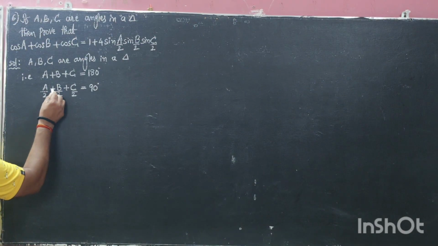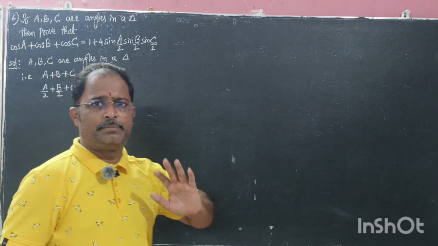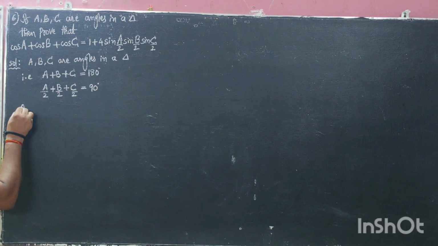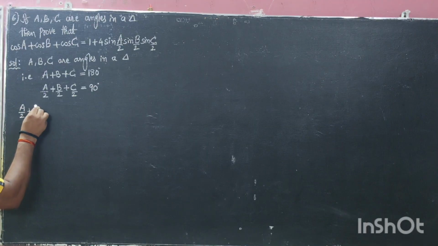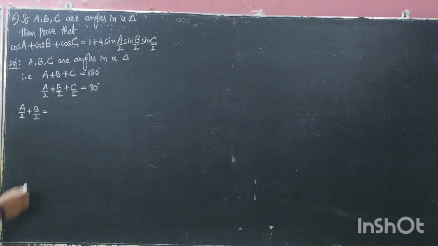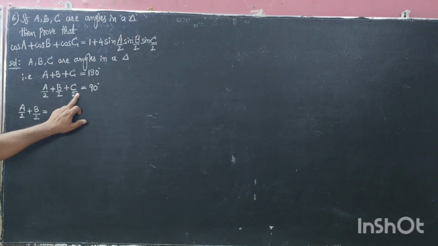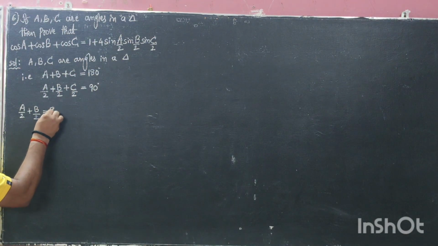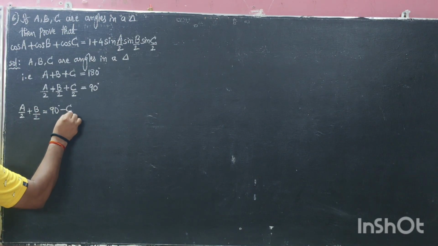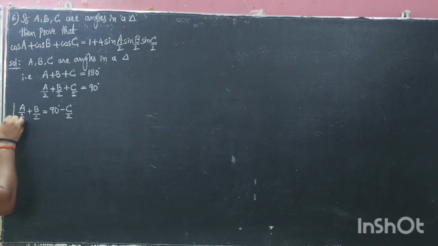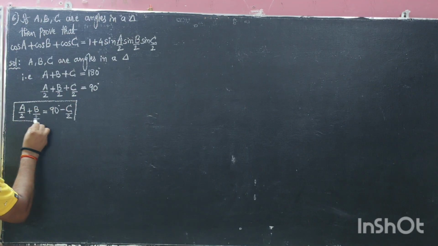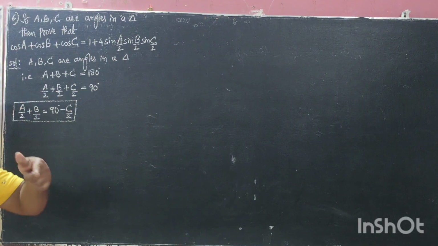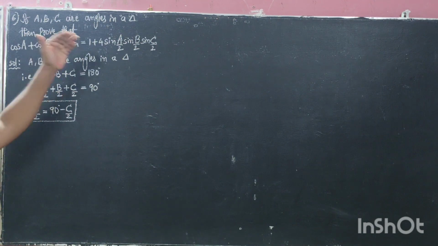Now we have the condition: A by 2 plus B by 2 plus C by 2 equals 90 degrees. Same as the previous problem, we need the formula of A by 2 plus B by 2. What is the A by 2 plus B by 2 formula? The plus C by 2 is the extra term, so it goes to the right side as minus C by 2, meaning A by 2 plus B by 2 can be written as 90 minus C by 2. This is one of the formulas. In the previous problem we used the formula A plus B and capital C. In this one, A by 2 plus B by 2 and C by 2.